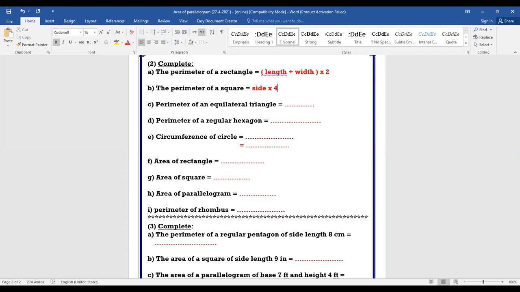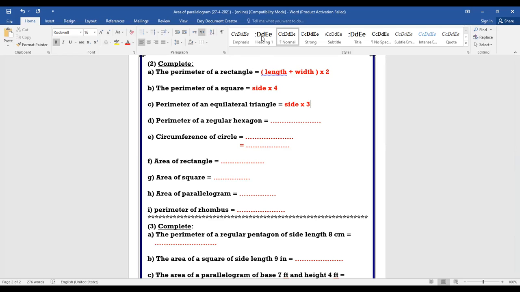Perimeter of an equilateral triangle. Side multiplied by 3. Very good. The length of one side multiplied by 3, because here we have 3 equal sides.